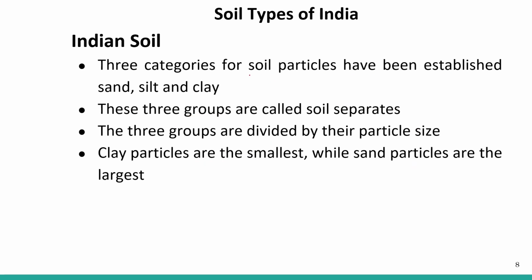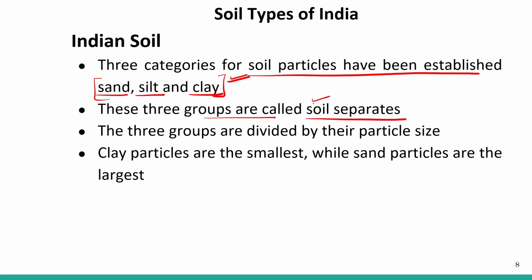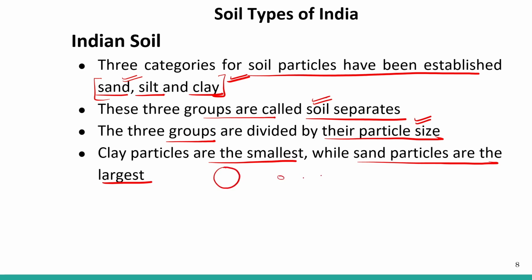Three categories of the soil particles have been established, that are sand, silt, and clay. So we have already discussed that we have 3 different categories of the soil particles. These 3 groups are called soil separates. Very important: soil separate means 3 different categories of the soil particles. The 3 groups are divided by their particle sizes. Clay particles are the smallest, while sand particles are the largest, and silt is in between the sand and clay.